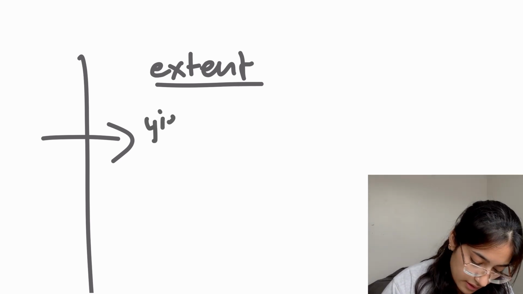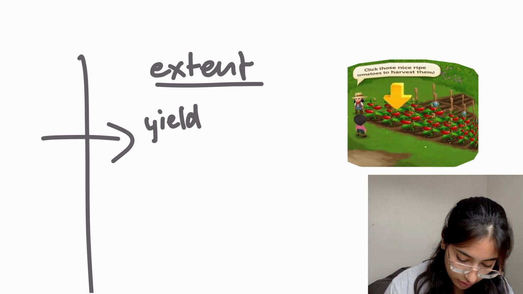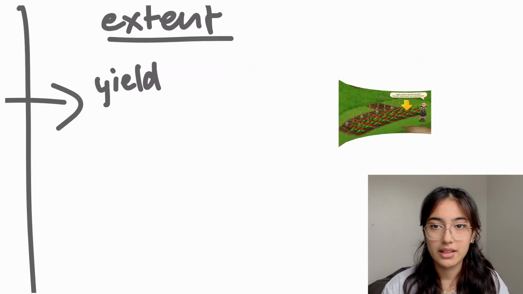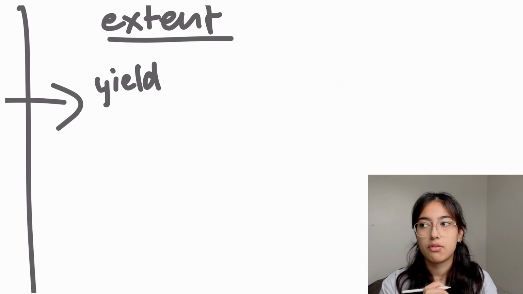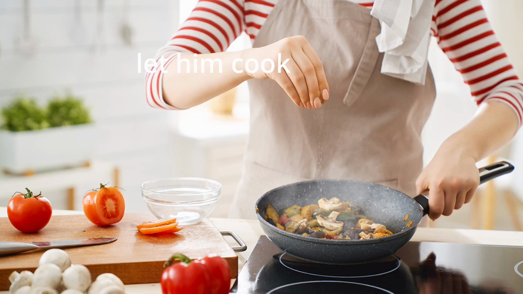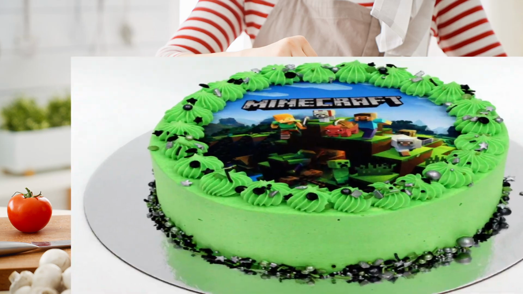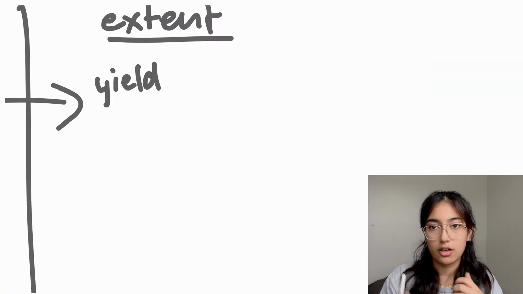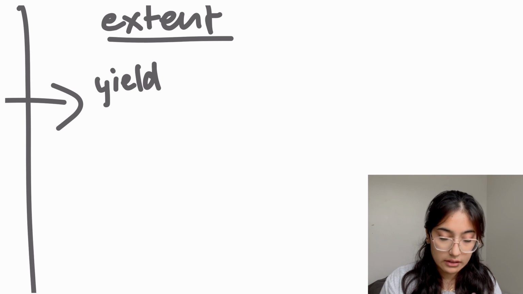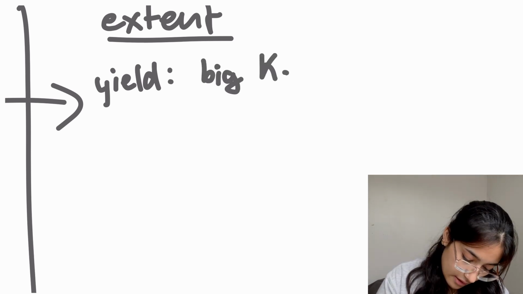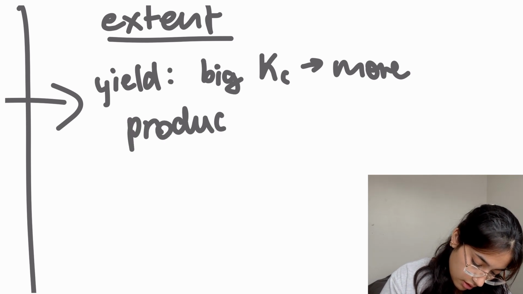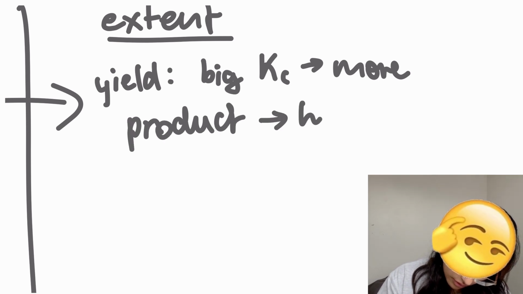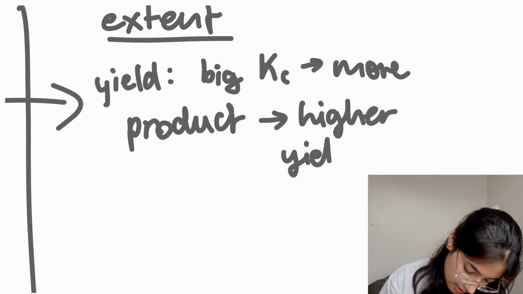So what's yield? I don't know if you've ever played Farmville, but yield is like the amount of crops, or the amount of stuff that you get. Similarly in chemistry, when you get a lot of product being produced, like if I am cooking a cake, I have my reactant ingredients and then my product is cake. If I get a lot of cake, a lot of product, then that would mean I have a high yield because I got a lot of what I wanted. And therefore, a big Kc means more product, and more product means more yield. That's literally it. So we would say we have a higher yield when we have a bigger Kc.